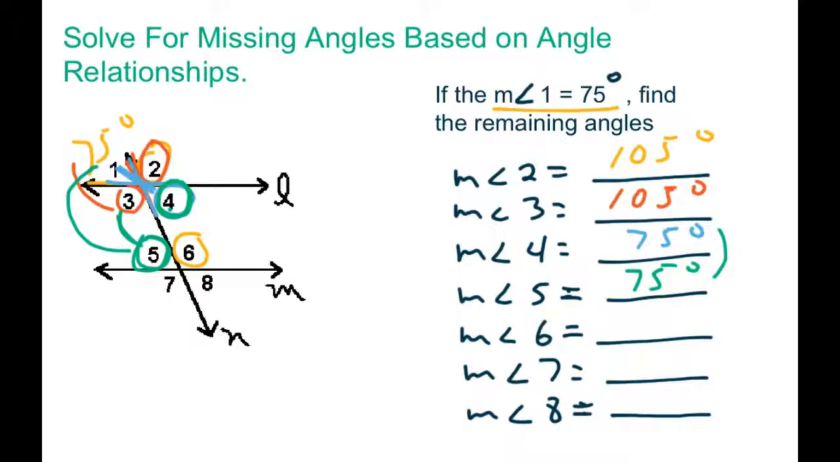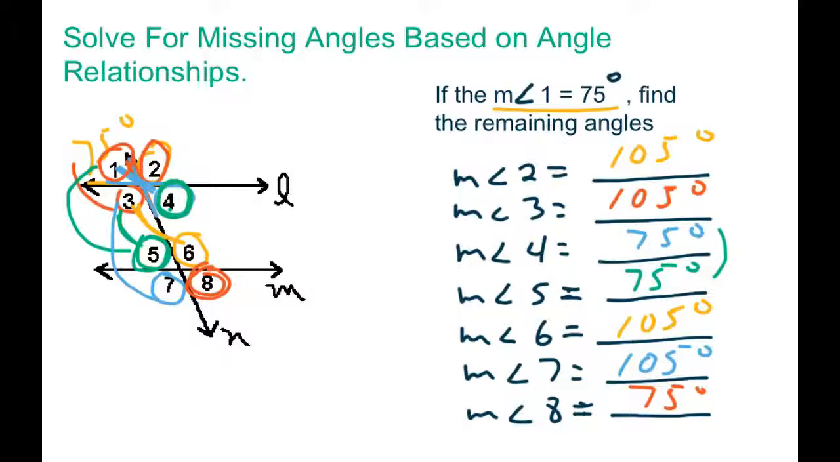I come down here to angle 6. A bunch of different ways. I'm just going to look at angle 3 and 6. There's alternate interior. 3 is 105, so 6 is 105 because alternate interior angles are congruent. 7, how about 3 and 7 are corresponding? Corresponding angles are congruent. So angle 3 was 105, so angle 7 is 105. And then last, angle 8, maybe angle 1 and angle 8 are alternate exterior. Alternate exterior are congruent. So if 1 is 75, 8 is 75.